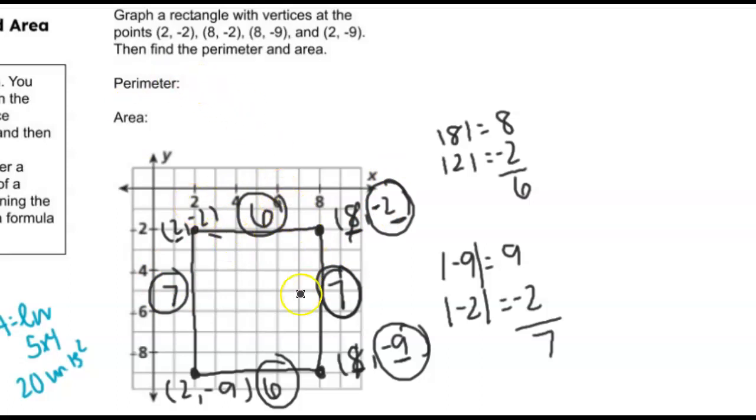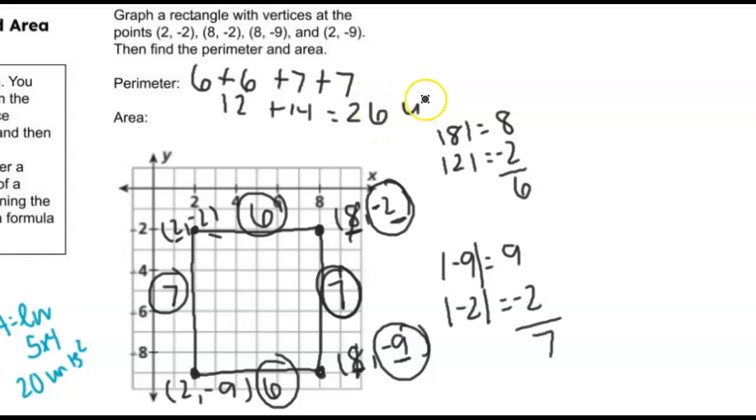To find the perimeter, we're going to add them all together. So 6 plus 6 plus 7 plus 7. We get a 12 plus 14, which is 26 units. To find the area, we're taking area equals length times width. So we have 6 times 7, which is 42 units squared.